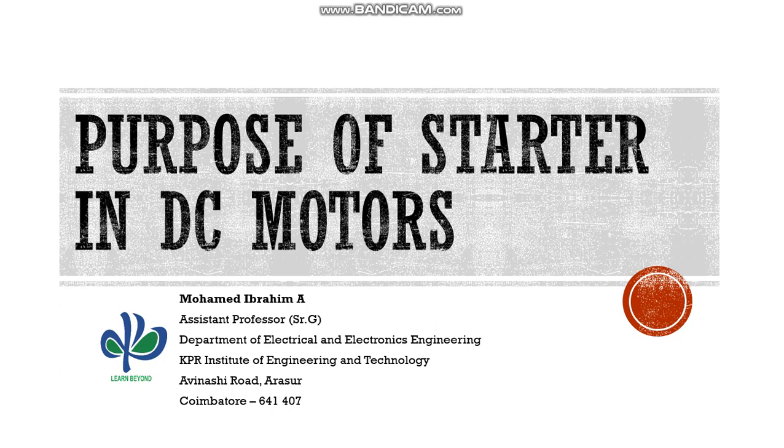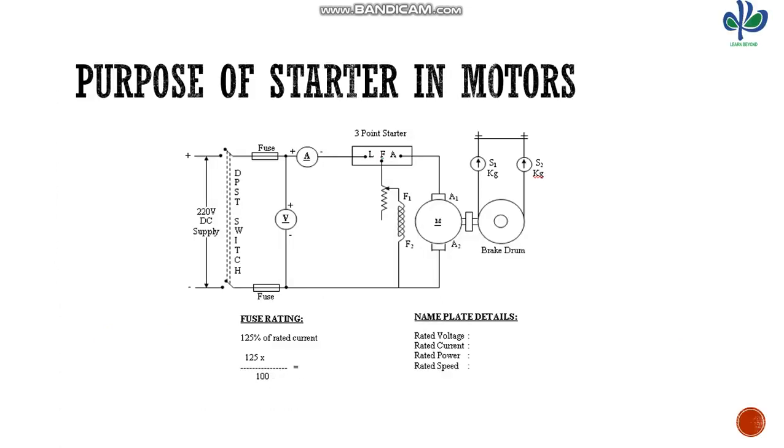So today we are going to discuss why we have to use a starter. We are saying that it is used to limit the starting current. So how does the current increase, and why do we have to limit the starting current? For that, I have taken a DC shunt motor as an example. We assume a rated voltage of 220 volts, a rated current of 20 amps, a rated power of 5 kilowatts and a rated speed of 1500 rpm.